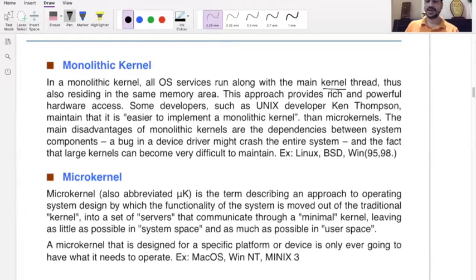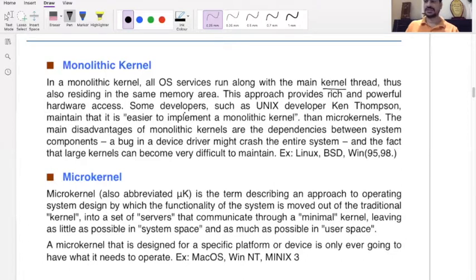This approach provides rich and powerful hardware access because everything will run in supervisor mode. We don't have to change the mode all the time. So easily a program will get the hardware, and easily a program will get the different types of device drivers to manage. It doesn't have to change the mode. And always remember that whenever we want to change the mode from user to supervisor or supervisor to user, we need some sort of interrupt. An interrupt is required and it will take time.